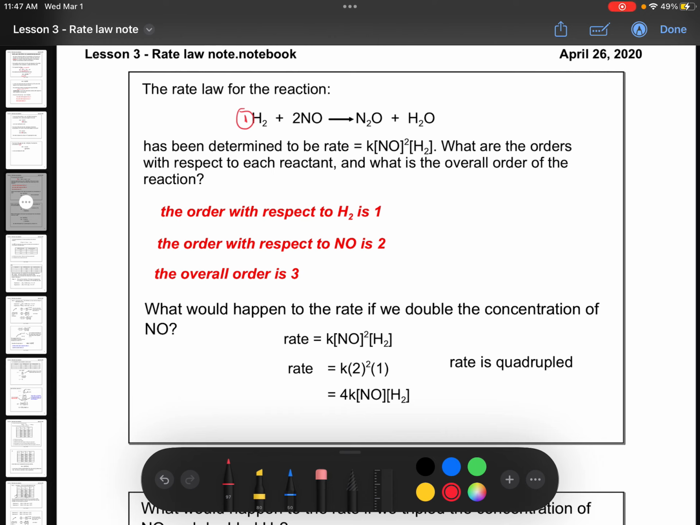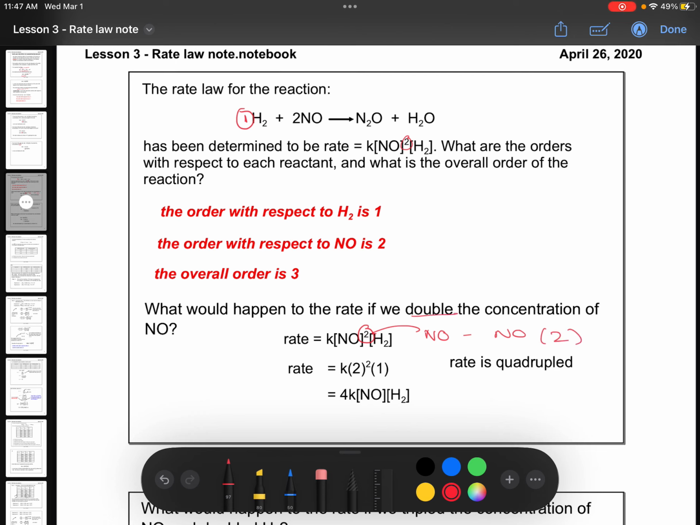So what would happen to the rate if we double the concentration of NO? If we were to double that, we're doubling it now. This 2 is the exponent on NO, because there are 2 NOs. So there's 2 of them.